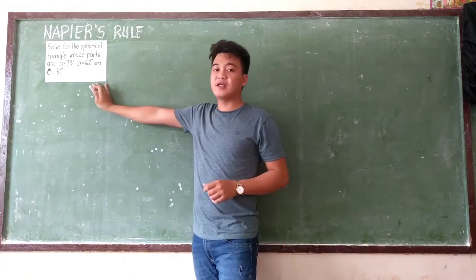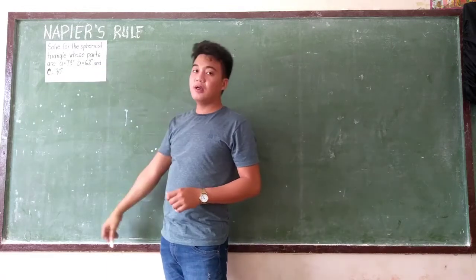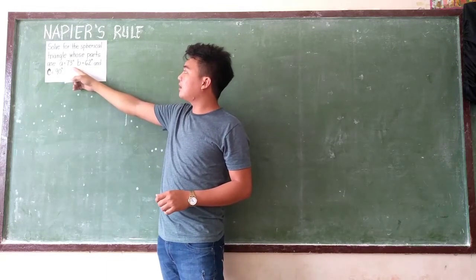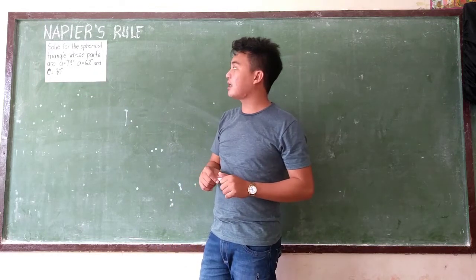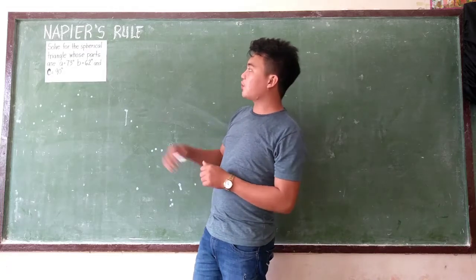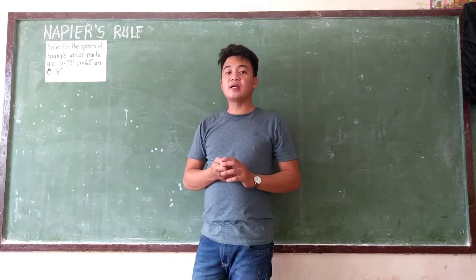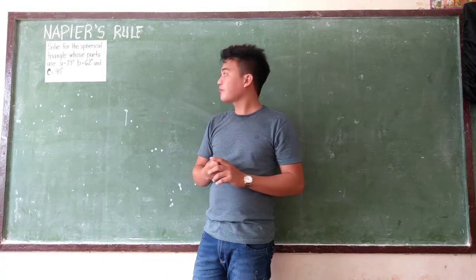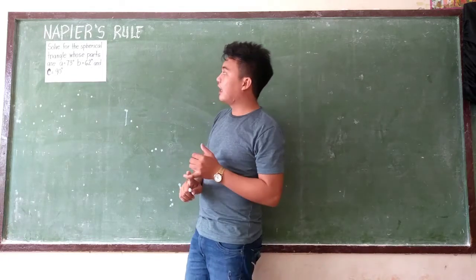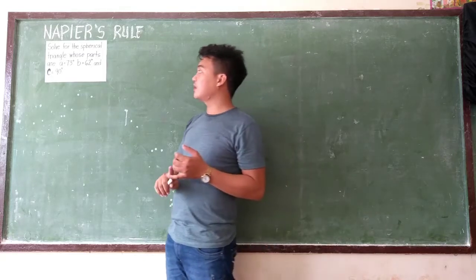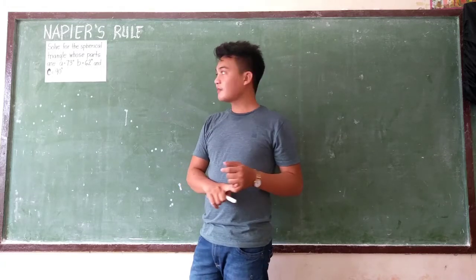So now let us have an example. Solve for the spherical triangle whose parts are A equals 73 degrees, B equals 62 degrees, and C equals 90 degrees. So in this problem, we have the angle C is 90 degrees. So therefore, we can use Napier's rule. Then take note, the small letters represent the sides and the capital letters are the angles.